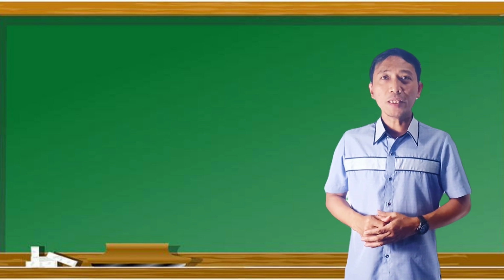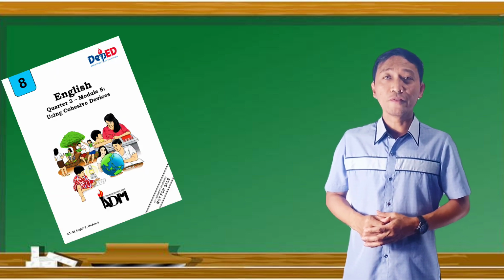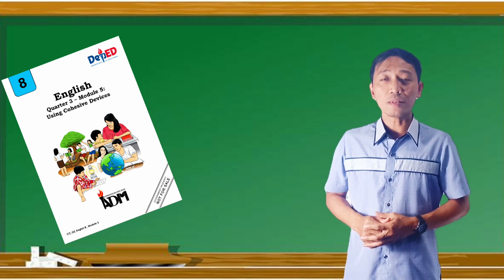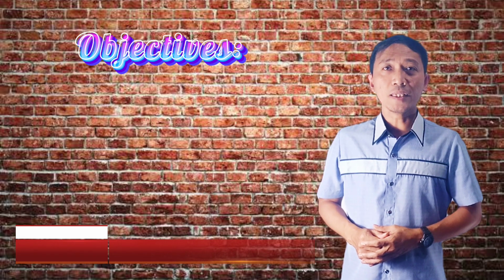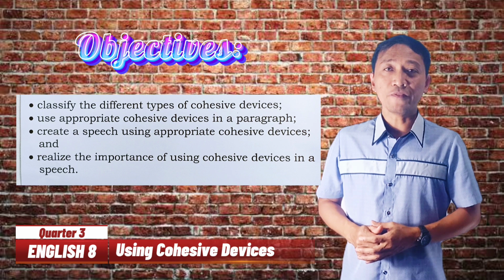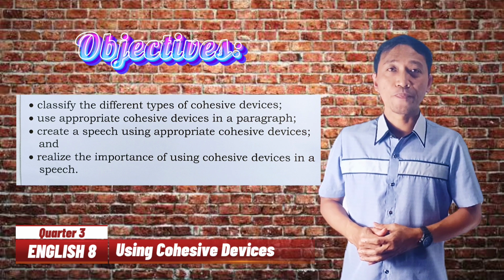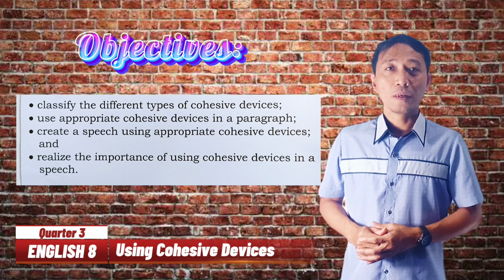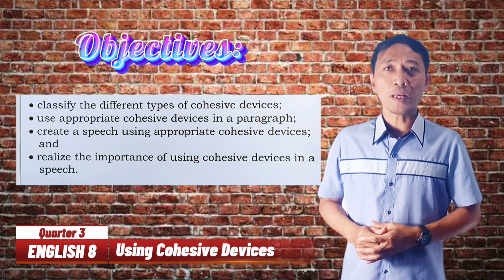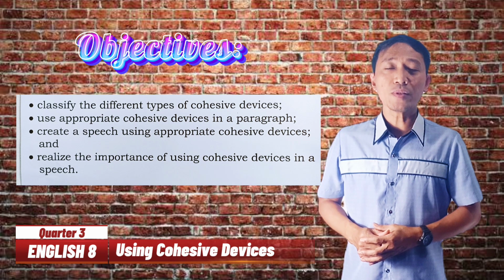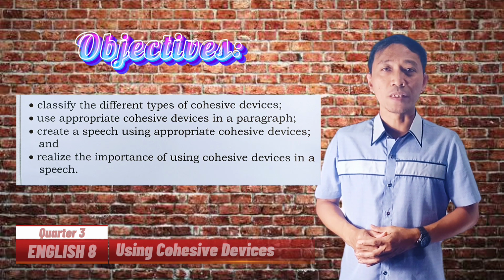The most essential learning competency covered in this module focuses on the use of appropriate cohesive devices in various types of speech. Our objectives: as a learner, you are expected to classify the different types of cohesive devices, use appropriate cohesive devices in a paragraph, create a speech using appropriate cohesive devices, and realize the importance of using cohesive devices in a speech.